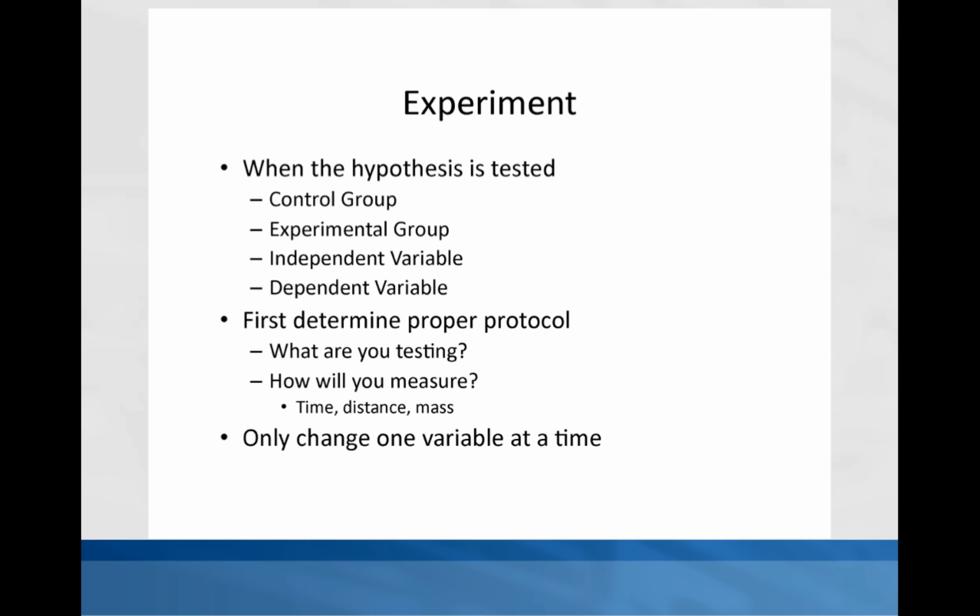So you have to determine how you want to test it. How are you going to measure it? And the key to doing an experiment is only moving or changing one variable. You change two variables, you'll never know what caused the effect. You've got to change one variable and keep everything else the same. That way you can say it is due to this one variable that you saw the change you did.